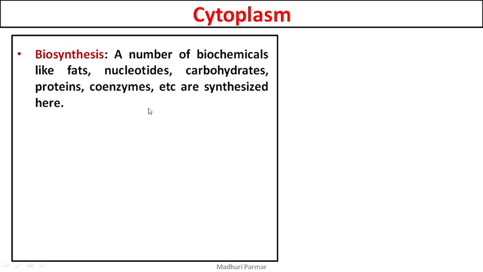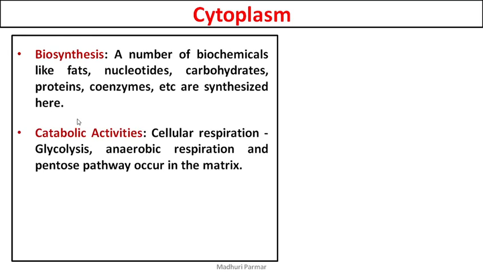Then biosynthesis. Biosynthesis is basically anabolic reactions. So a number of biochemicals like fats, remember this, fatty acid biosynthesis, then nucleotides, carbohydrates, proteins, coenzymes, and a lot of different things are synthesized in the cytoplasm. I think you already know that at least protein is also synthesized in cytoplasm, on the free ribosomes. The protein gets synthesized. So the protein translation happens in cytoplasm. That is also a part of biosynthesis.